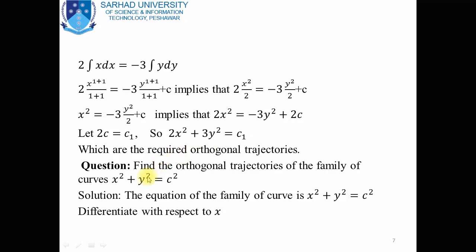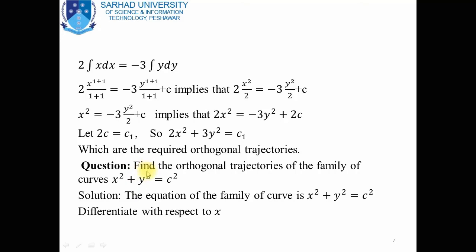Now another problem, to find an orthogonal trajectory for this family of curves x square plus y square is equal to c square. So dear students, I want to tell you again, first of all, we are given a family of curves.